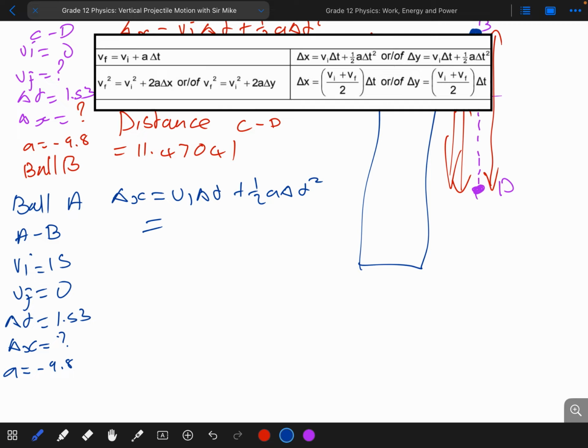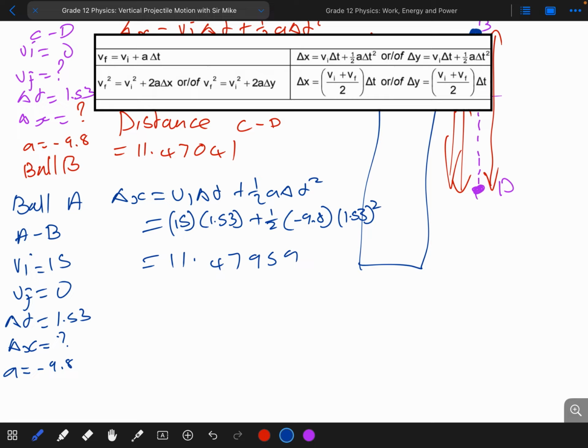So in this case, it simply equals V initial times t, so that's positive 15 times 1.53, plus a half multiplied by negative 9.8 multiplied by 1.53 squared. If you put that into your calculator, you're actually going to get 11.47959. Again, we can't round that off.